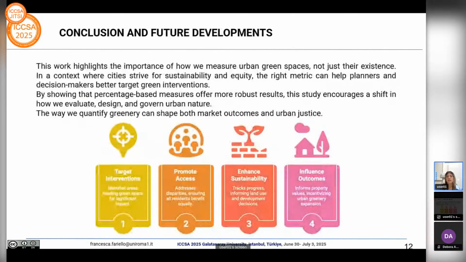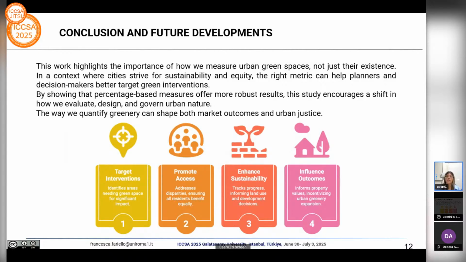So, this study offers us two main messages. The first is methodological, that is, the metric chosen to represent urban green has an influence on the results of economic models. It is not a technical detail, it is an analytic and political choice which can guide the urban strategies, investments, and public interventions.